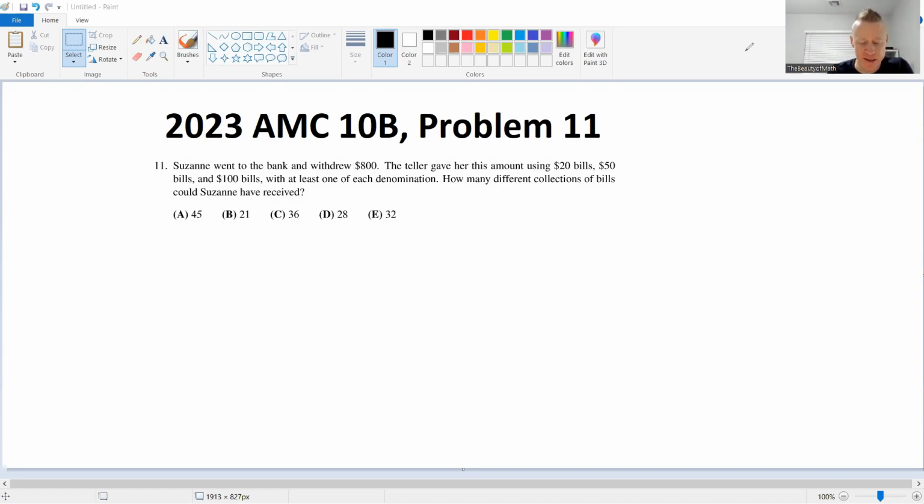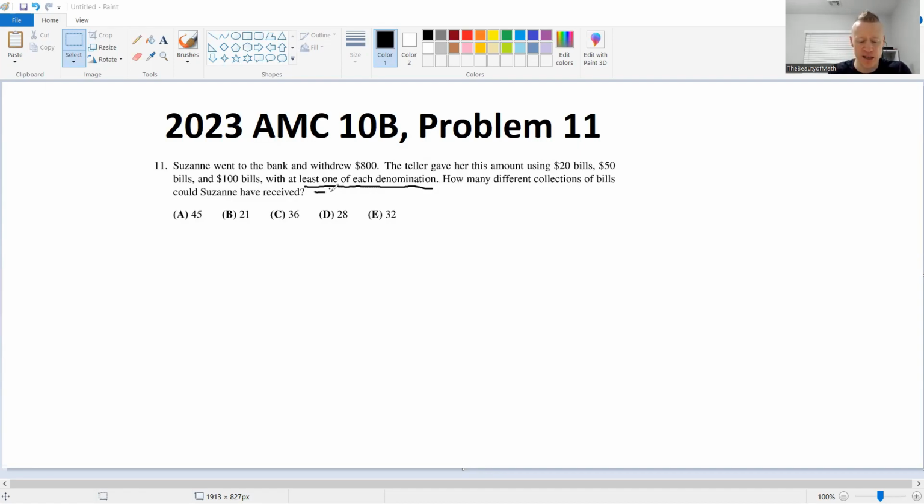Suzanne went to the bank and withdrew $800. The teller gave her this amount using $20 bills, $50 bills, and $100 bills with at least one of each denomination. How many different collections of bills could Suzanne have received?